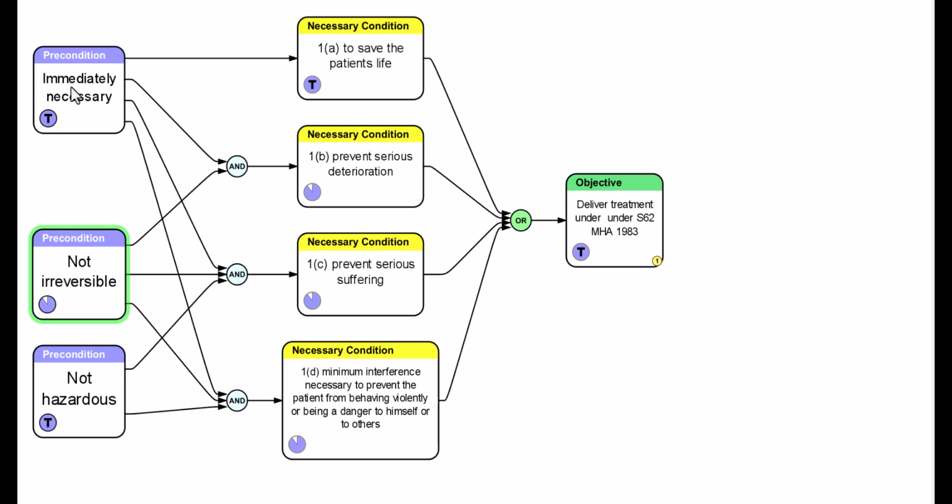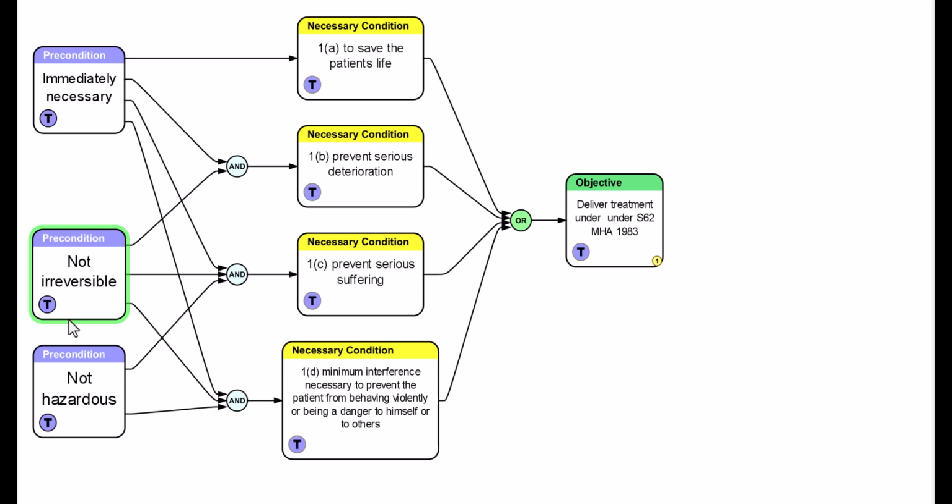So I'm going slowly. There was a serious suffering by the patient. The patient needed immediately necessary treatment, and whatever it was that was going to be provided was not irreversible. That's why that is not a truth function. So that means it can't be done no matter what.